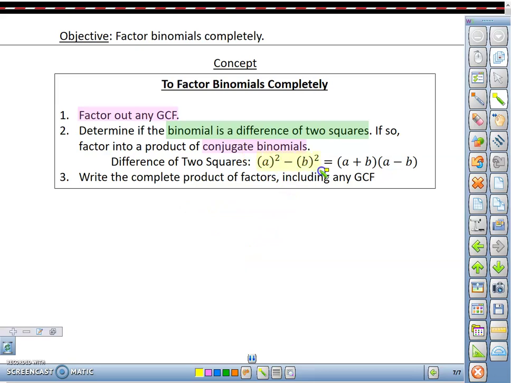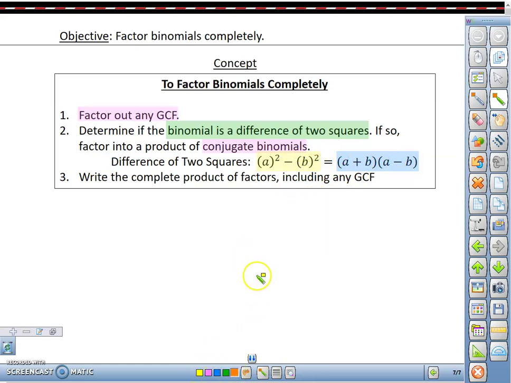This is not the factored form. This is how we identify that we actually have a difference of two squares, if we can write it like this. And if we can write it like that, then the factors would have the structure of conjugates. So they both start with A from the first parentheses, and one would have a plus B and the other would have a minus B, which are opposites of each other.